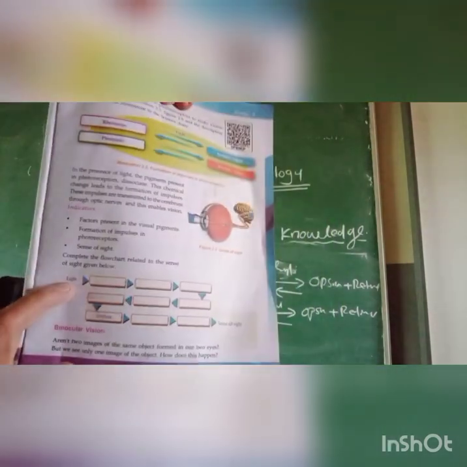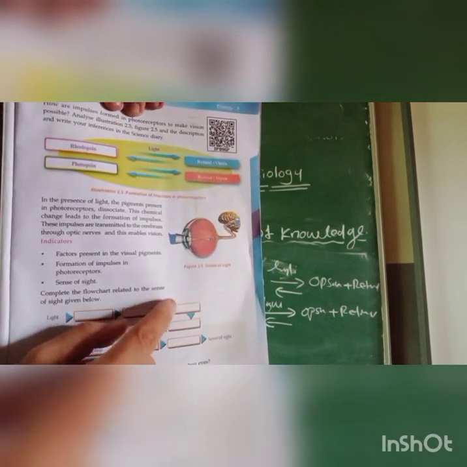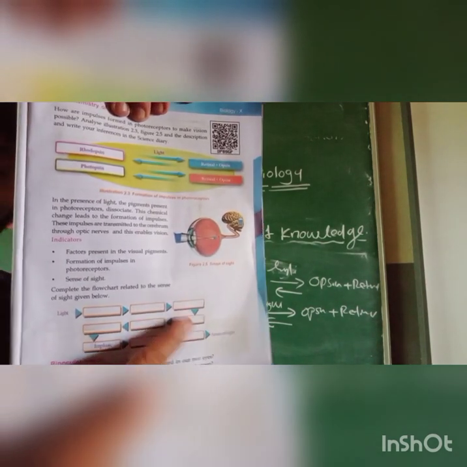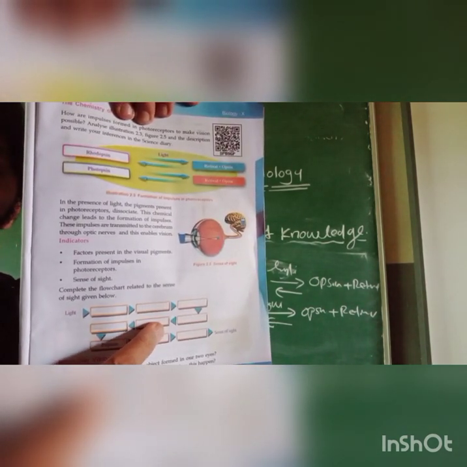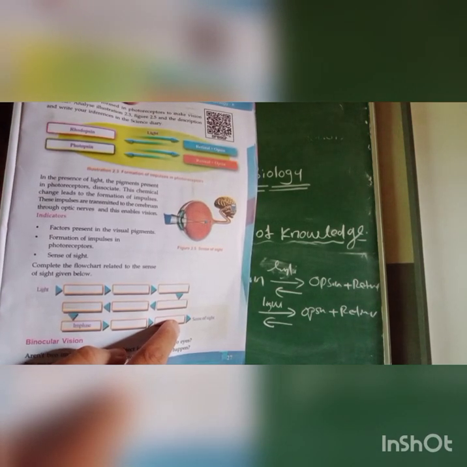Impulse, optic nerve. So, how can I write here? Tell me. Light, cornea, aqueous humor or aqueous chamber, both the same. Pupil, lens, vitreous humor, retina, impulse, optic nerve, brain. The brain helps: you know, the object is always inverted in the retina, but the brain helps it become erect. I told you this, no? Then sense of sight.